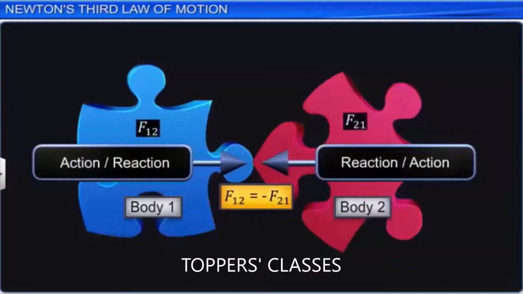Mathematically, Newton's third law of motion can be written as shown. Here, F12 is the force applied by body 1 on body 2, and F21 is the force applied by body 2 on body 1. The minus sign indicates the opposite direction.